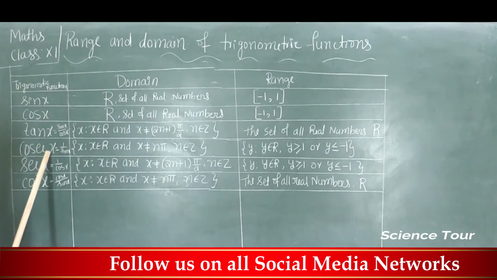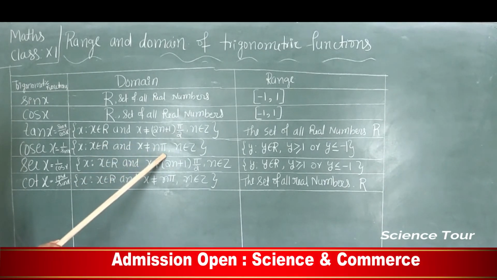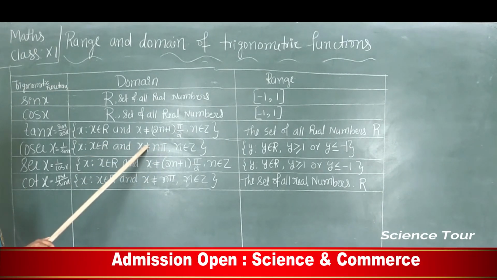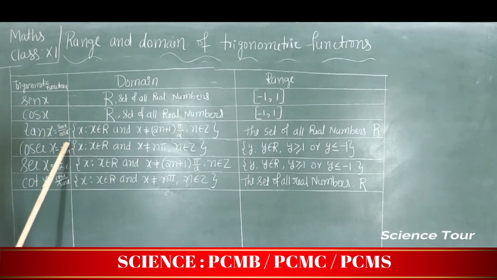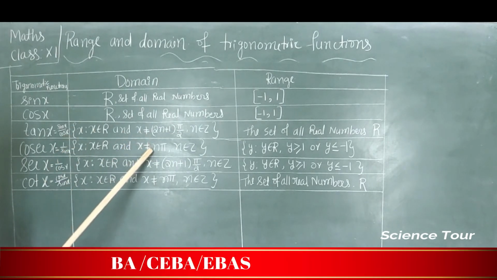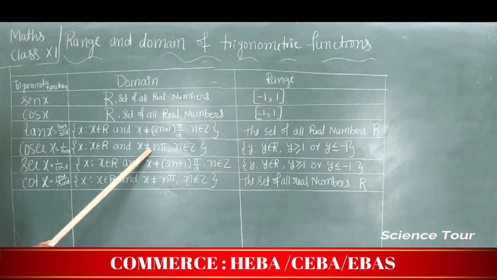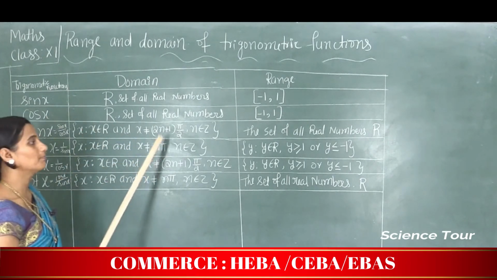Now cosecant x. Cosecant x is what? It takes all real numbers excluding x equal to n pi. x is not equal to n pi. Suppose x is equal to n pi, the cosecant function is not defined. That is not in the domain. Why is it not defined? Because already you know it is 1 by sin x. So sin x at these points, x equal to n pi, is 0 and it is not defined. So therefore x should not be equal to n pi.